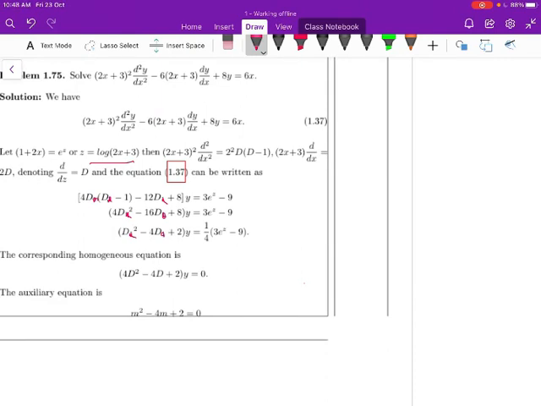Now let us move to the next problem. Solve (2x plus 3) whole square d square y by dx square minus 6 times (2x plus 3) dy by dx plus 8y is equal to 6x.